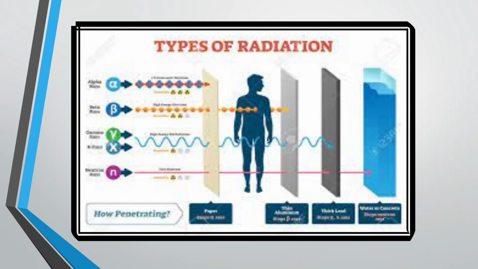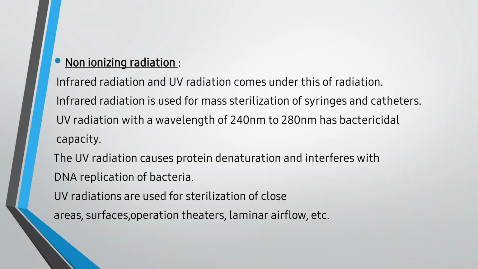We can see the diagram of types of radiation. Non-ionizing radiation. Here infrared radiation and UV radiation come under this type of radiation. Infrared radiation is used for mass sterilization of syringes and catheters. UV radiation with a wavelength of 240 nanometer to 280 nanometer has bactericidal capacity. The UV radiation causes protein denaturation and interferes with DNA replication of bacteria. UV radiations are used for sterilization of closed areas, surfaces, operation theatres and LAF, that is laminar airflow, etc.